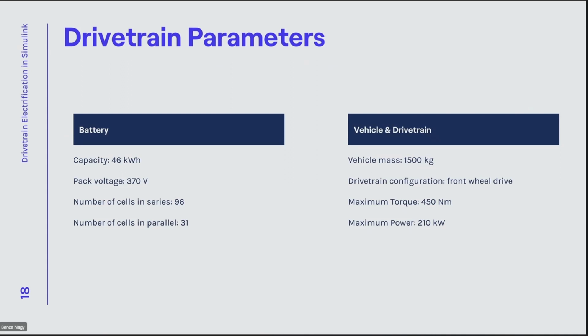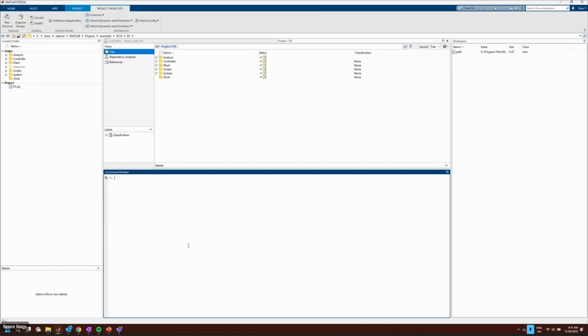So for the motor, we have a maximum torque output of 450 Newton meters, and the maximum power that we can get from the motor is 210 kilowatts. And before I open up the model, I would like to highlight that this configuration is a notional vehicle. So it's not representing any commercial vehicle that we are seeing right now on the market. So the approach is aiming to show you the process, the workflow, and you can later tailor your models to your needs. Let's jump into Simulink and let's configure this model of the electric vehicle.